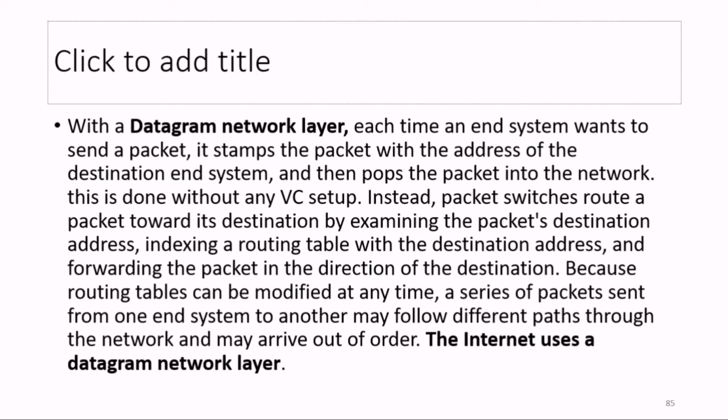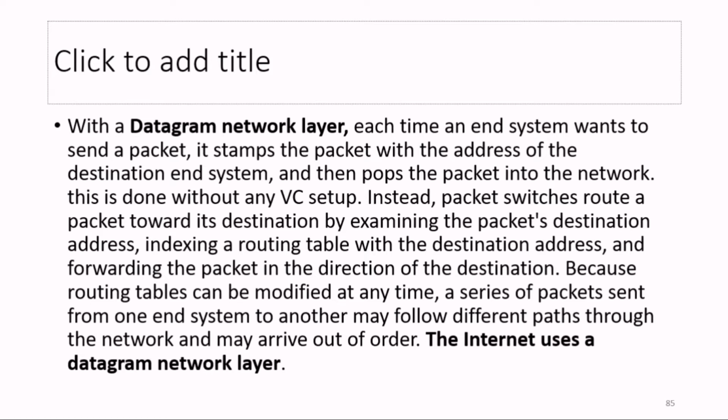However, with a datagram network layer, each time an end system wants to send a packet, it stamps the packet with the address of the destination end system and then pops the packet into the network. This is done without any VC setup, meaning there will be no setup for the link between one host and another, a sender or receiver.